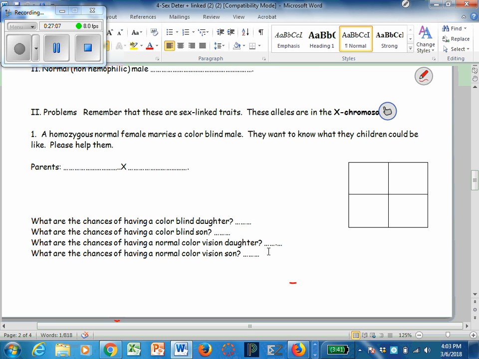A homozygous normal female marries a colorblind male, right? Homozygous normal female, so XX, that's a female. Homozygous normal means they're X big N, X big N. Marries a colorblind male. It's a male, so XY for male, and if they're colorblind, they're X little n Y, right?